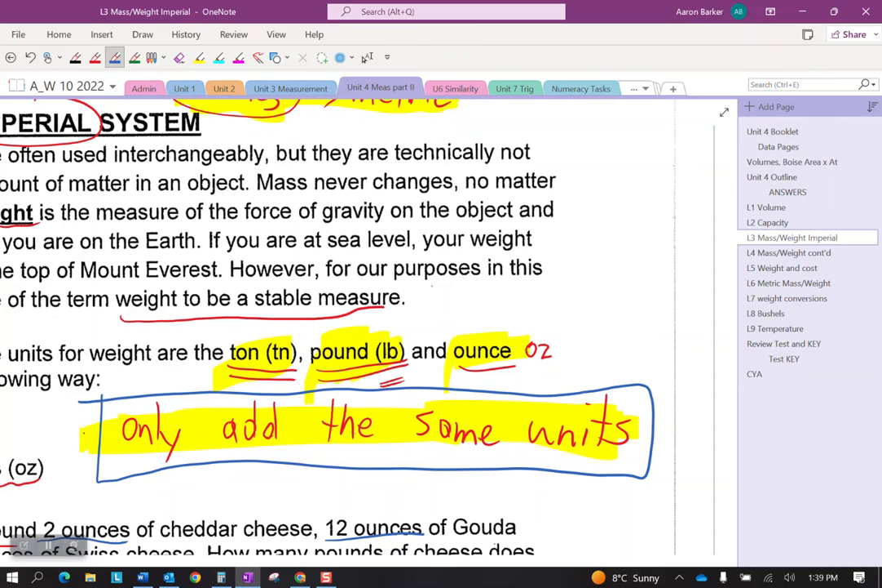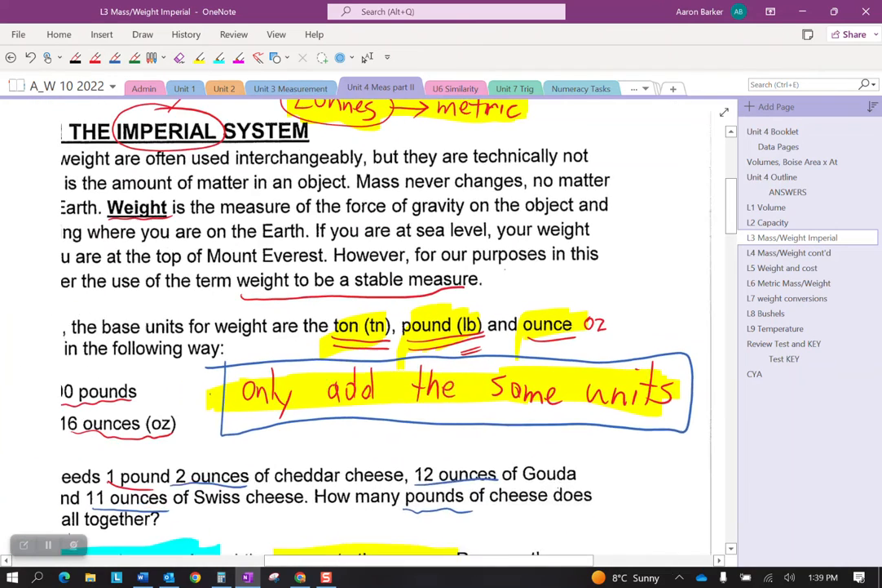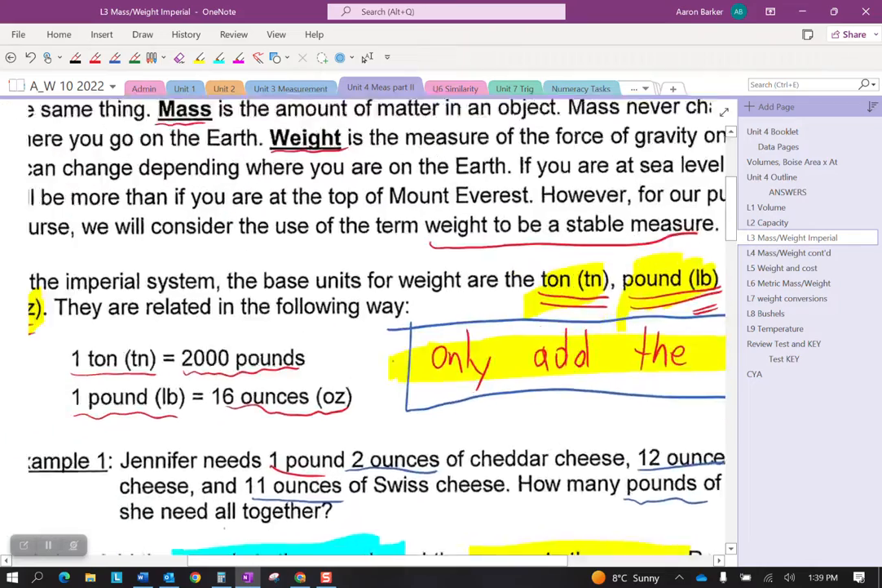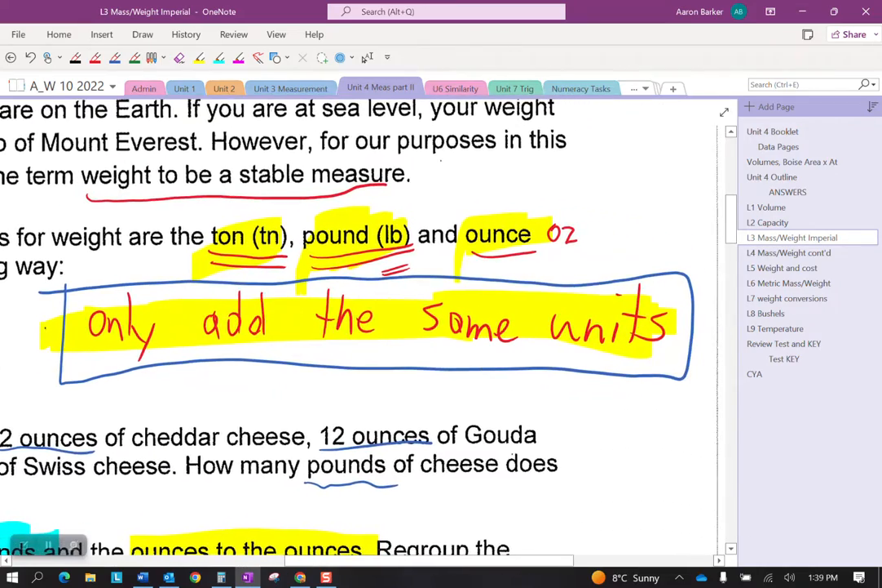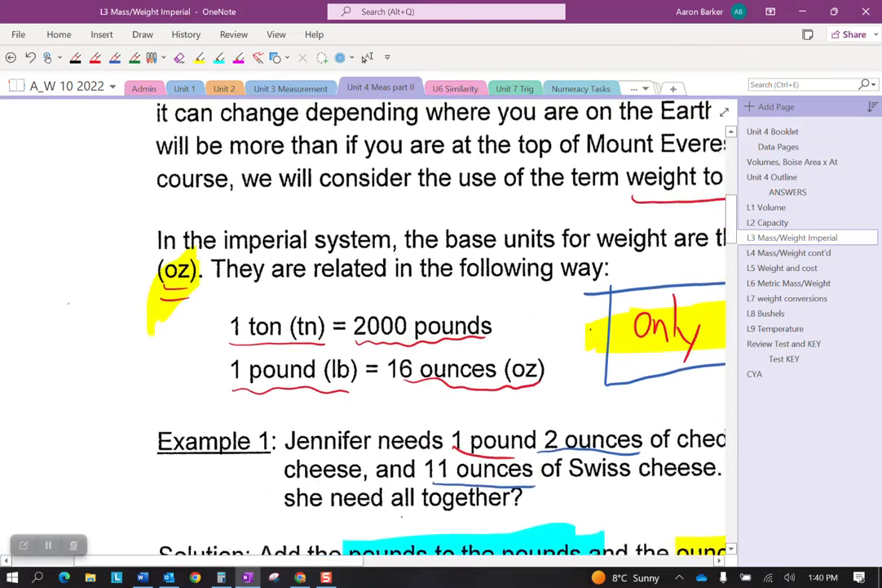Write it down. No, there's no quiz tomorrow. Yeah, that's a quiz for you though, Chase. You guys got that down? Only add the same units? I'll wait for a little bit longer. Ben Stewart? Guys, don't pick on him. He'll start crying.